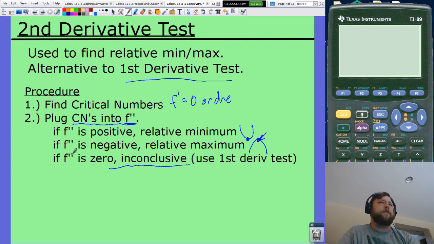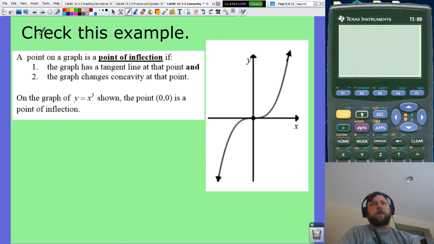So what are the benefits of using this test? Well, if it's easy to find the second derivative, I like the second derivative test because I hate doing the tables. But the downside is this doesn't always work. And if the second derivative is annoying to figure out, then maybe just do the first derivative test. But it's up to you. Sometimes I like doing this one. So let's go back to this example.